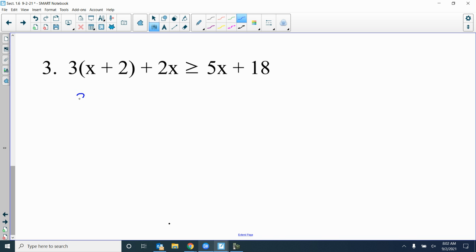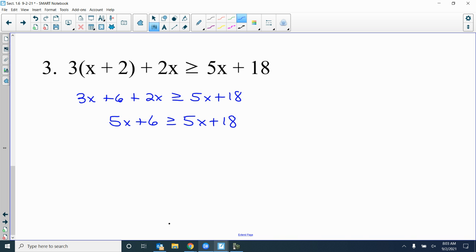Distributing the 3, I get 3x plus 6 plus 2x is greater than or equal to 5x plus 18. 3x plus 2x is 5x plus 6, greater than or equal to 5x plus 18. I'm a big fan of moving the x first because it just leads to fewer mistakes. Subtract 5x. All right, what happens there? That's 0. I'm left with 6 is greater than or equal to 18.